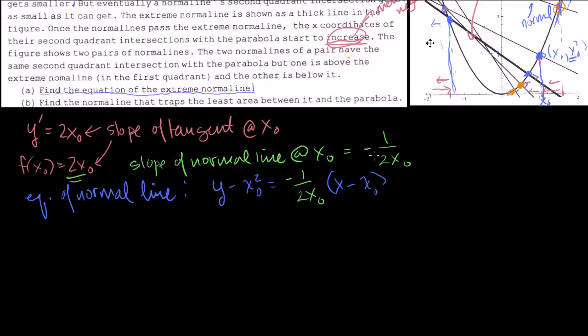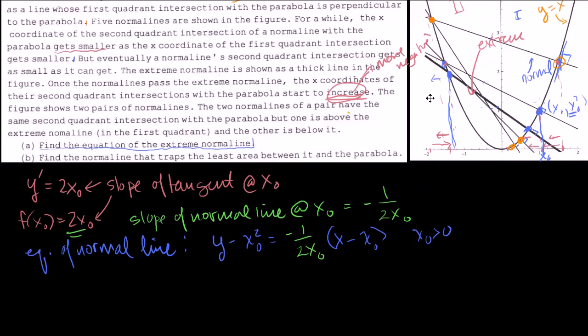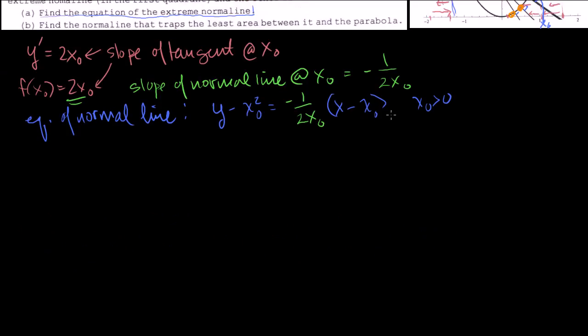So let's see. And what we care about is when x naught is greater than 0, right? We care about the normal line when we're in the first quadrant, when we're in all of these values right there. So that's my equation of the normal line. And let's solve it explicitly in terms of x. So y is a function of x. Well, if I add x naught squared to both sides, I get y is equal to, actually let me multiply this guy out.